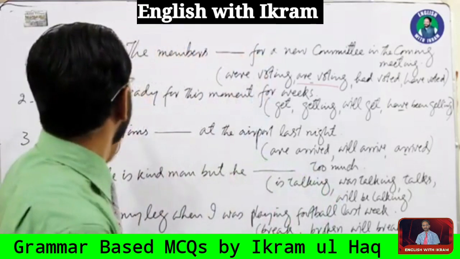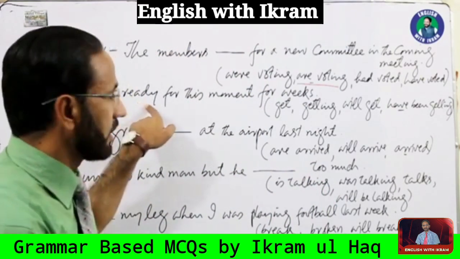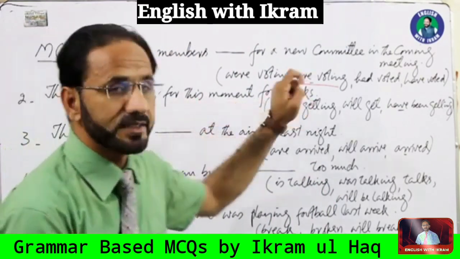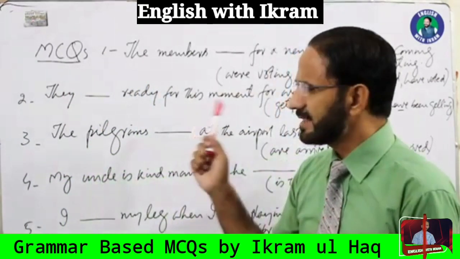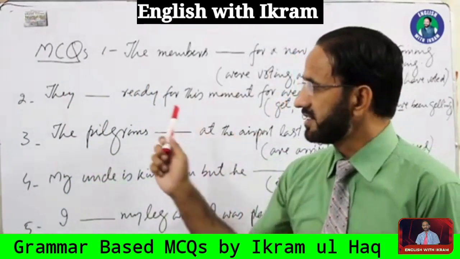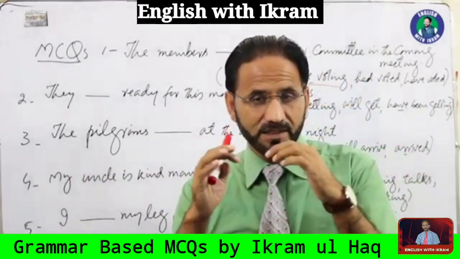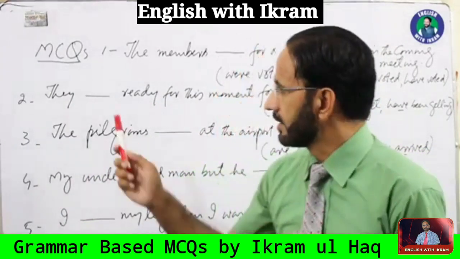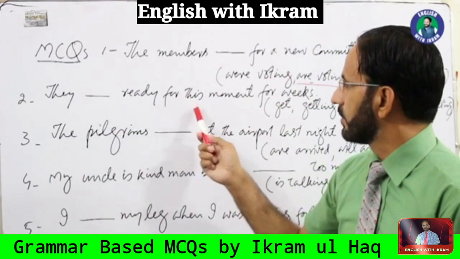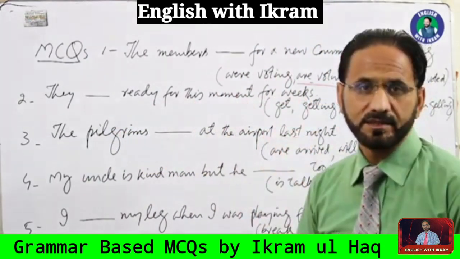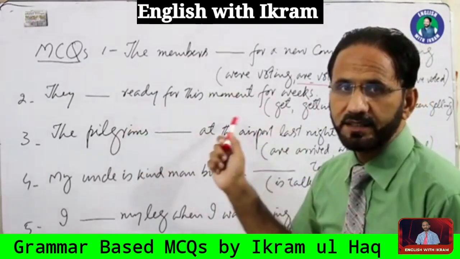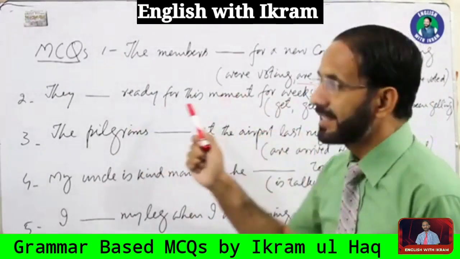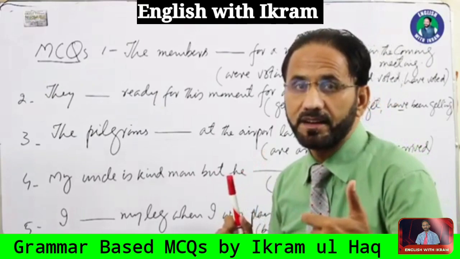MCQ number 2. They dash ready for this moment for weeks. Again, look at the sense of the sentence. What can the sense be? When you look at this sentence, what sense comes to your mind? They dash ready for this moment for weeks. The options: they get ready, they are getting ready, they will get ready, they have been getting ready.